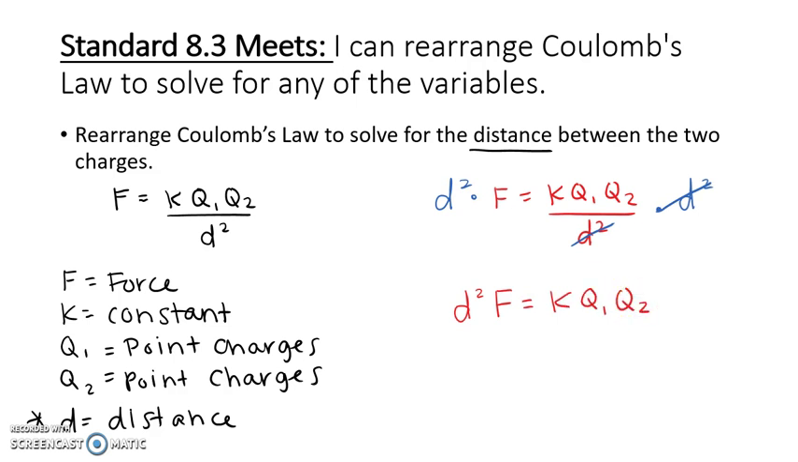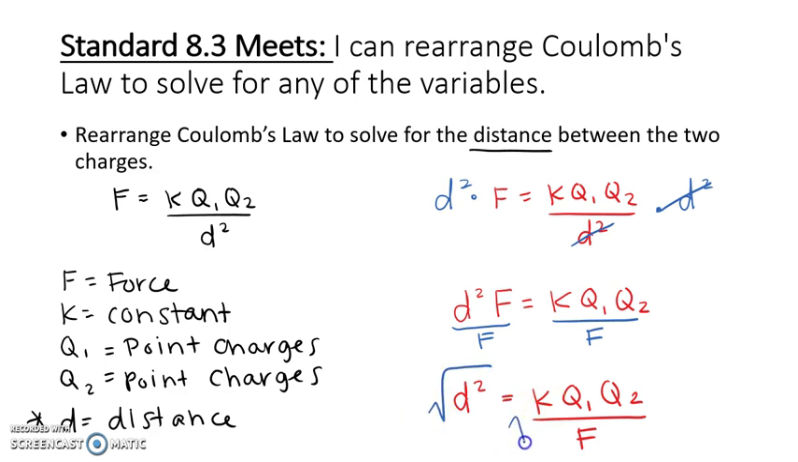To get D squared alone, I now want to divide each side by F. Now I get D squared is equal to K, Q1, Q2, all over F. So D is now set equal to this, but we still have D in the squared form. So our last step here is to take the square root of each side. Ultimately what you should end up with is D is equal to K, Q1, Q2 over F, and we're taking the square root of that entire side.